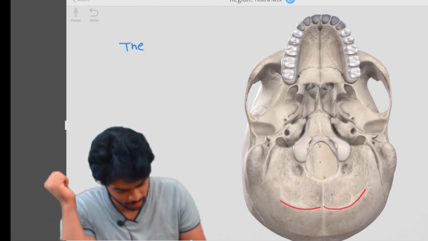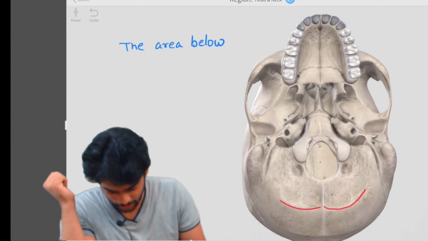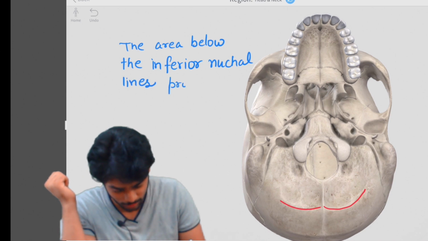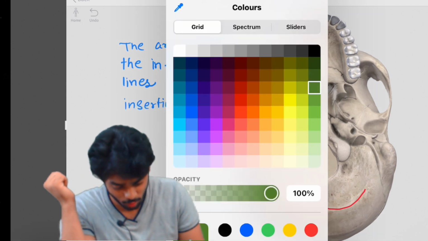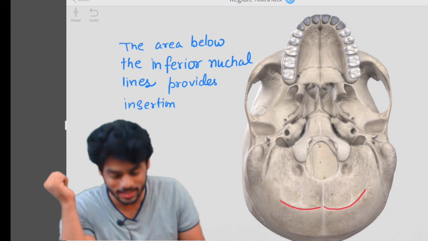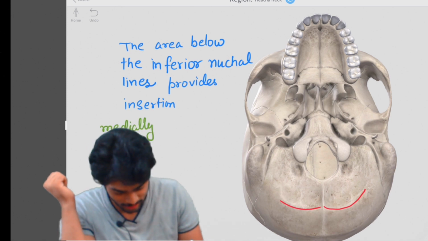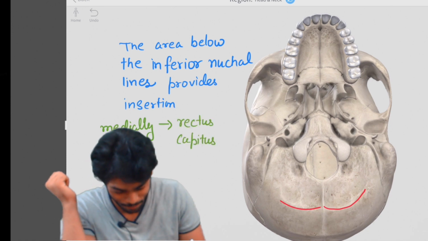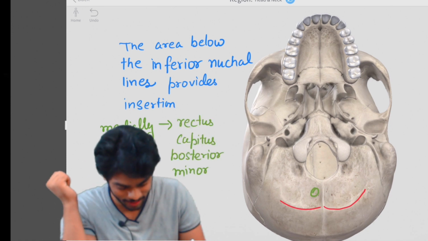Let me show you. This is the inferior nuchal line. So the area below the inferior nuchal line provides insertion. Let me emphasize the word insertion. No origin, only insertion. Medially, the muscle which is inserted is rectus capitis posterior minor.